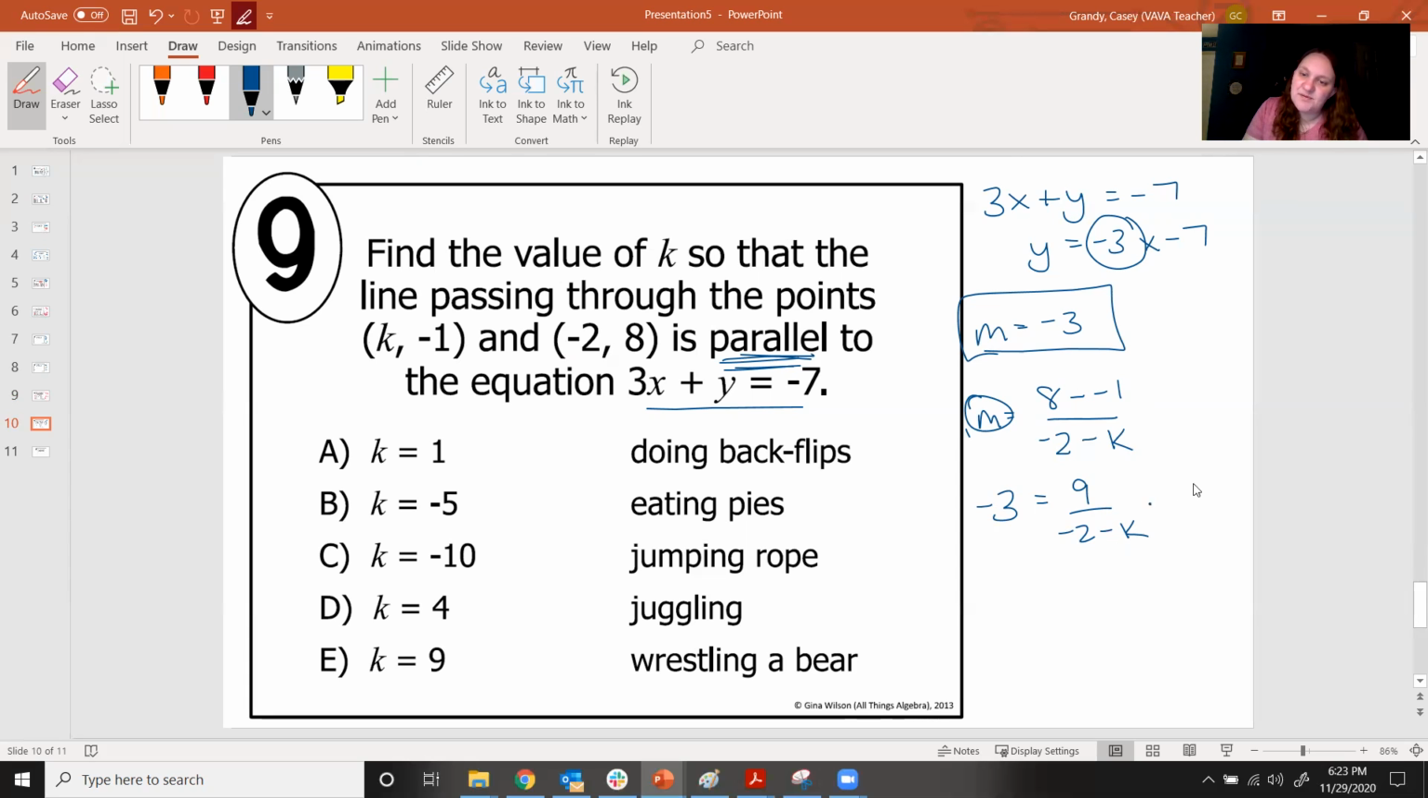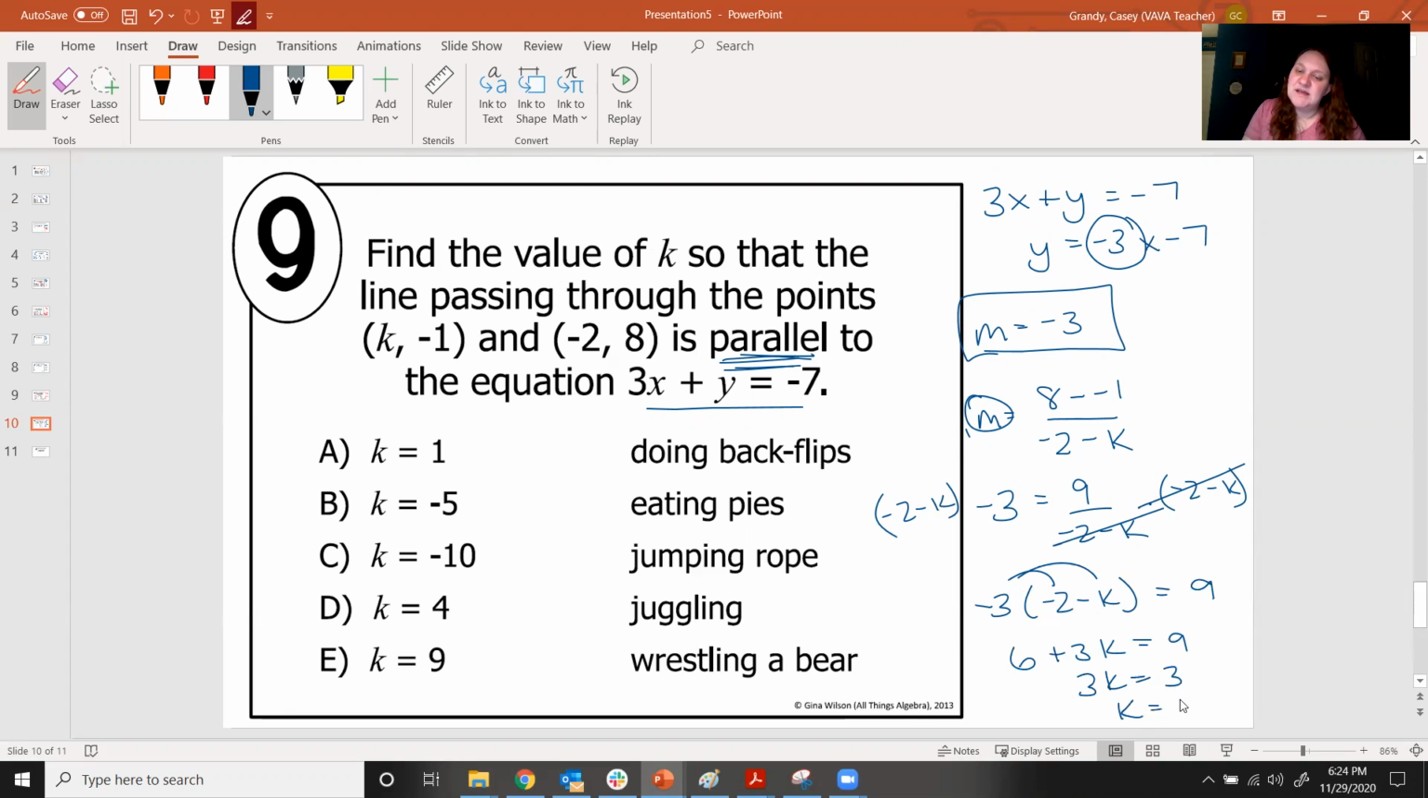I'm going to multiply both sides by -2 minus k, so these cancel out. So now I have -3 times (-2 minus k) equals 9. Distribute the -3: 6 plus 3k equals 9. Subtract 6 from both sides. Divide by 3. So k has to equal 1.